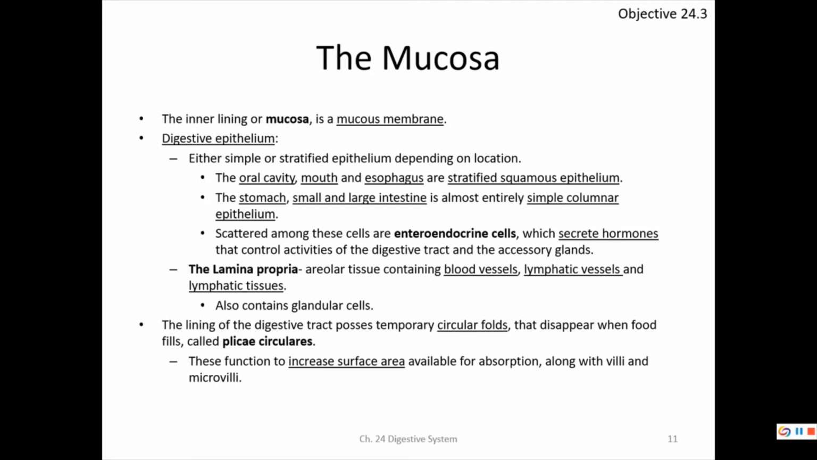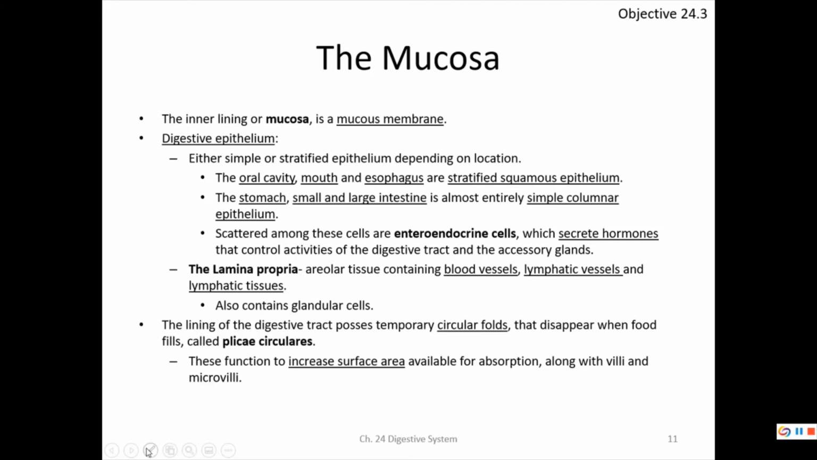Now, the epithelium is referred to, guys, as either being a stratified epithelium or a simple epithelium, so it could be stratified squamous or simple columnar. Pretty much your oral cavity, mouth, and esophagus is stratified squamous. The stomach is simple columnar, stomach, small and large intestine, simple columnar.